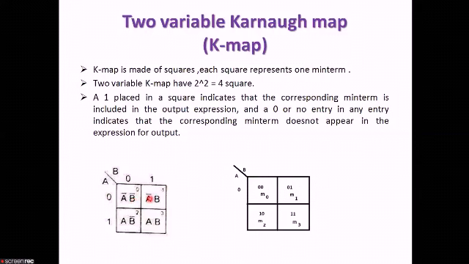This box means 0, 1. That is A bar B. This box is 1, 0. That is A, B bar. Next, this box means 1 and 1. That is A and B. So this is min term 0, this is min term 1, min term 2 and min term 3. This is the symbolic representation of a K-map, that is a two variable K-map which consists of 4 squares.